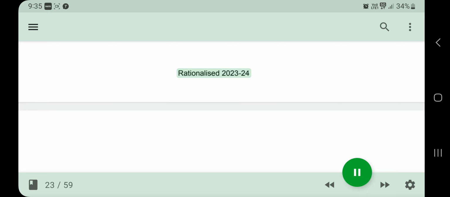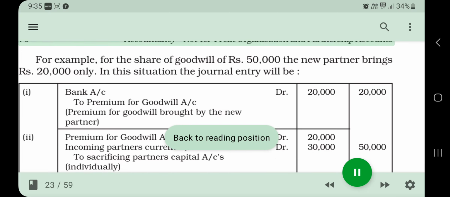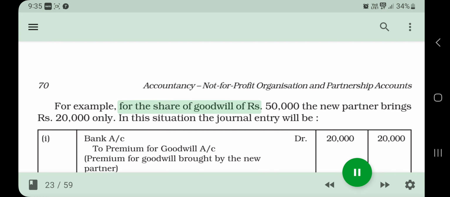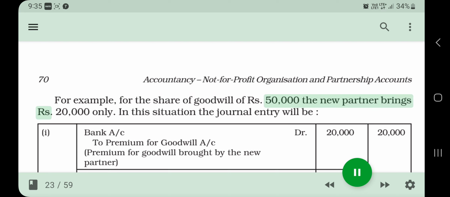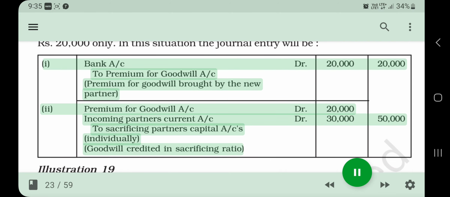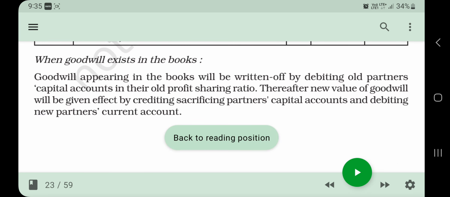For example, for the share of goodwill of Rs. 50,000 the new partner brings Rs. 20,000 only. In this situation the journal entry will be: 1. Bank A/c Dr. 20,000 To premium for goodwill.